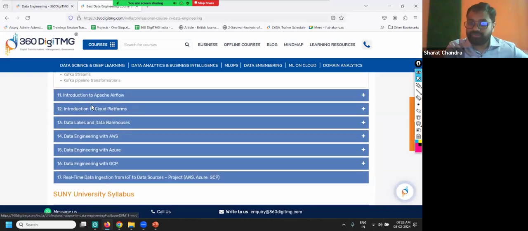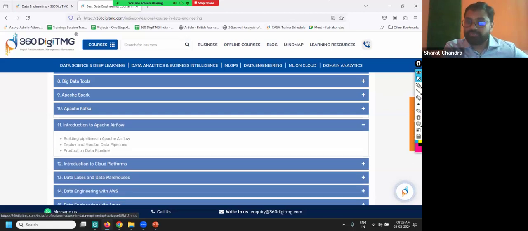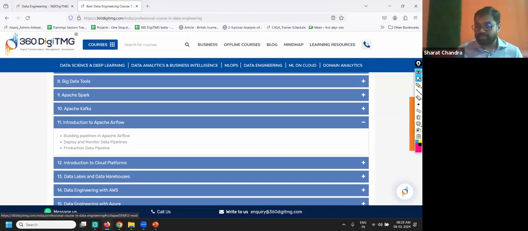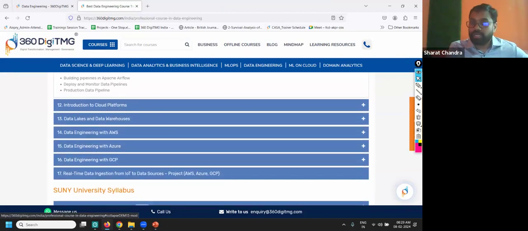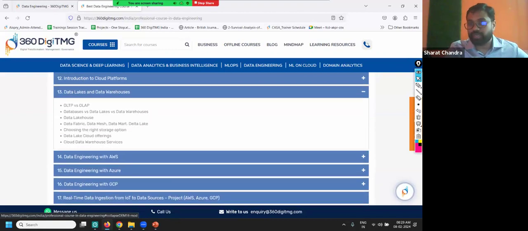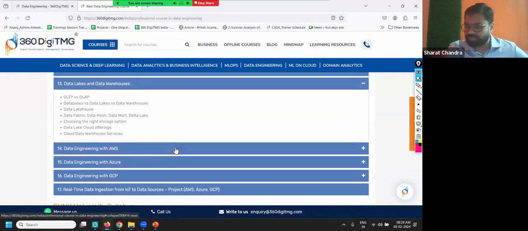Then we have the messaging system Kafka, which allows us to capture the real-time data. Then we will talk about Airflow, which allows us to automate things and schedule things. It's called a workflow management tool. We will also be using Apache Airflow for building the pipelines and triggering them. And then we move to cloud platforms. Introduction to all three cloud platforms will happen. And post that, we'll be talking about the ETL tools and the data lakes and data warehouses on the respective cloud platform. We'll be talking about all three clouds.